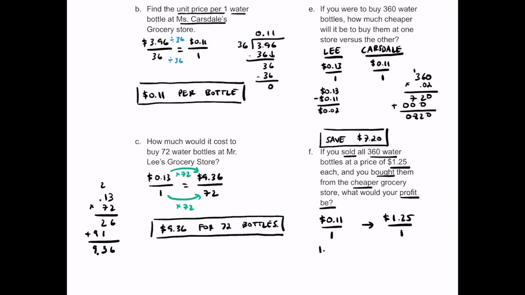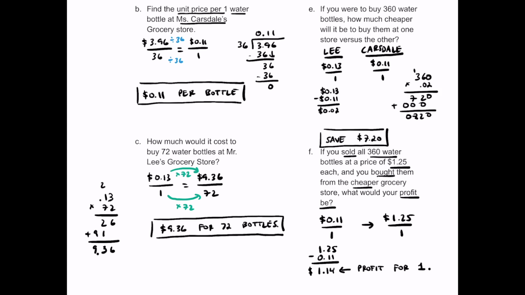If you take $1.25 and you take away the 11 cents that you paid for it, then per one water bottle, aren't you going to profit $1.14, right? For every one water bottle, that's how much you're profiting. So this right here is the profit for one water bottle. You paid 11 cents for it and you sold it for $1.25, you made $1.14, right?